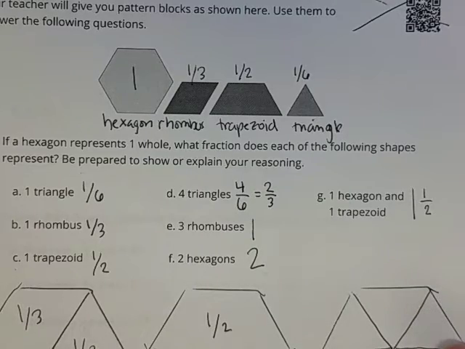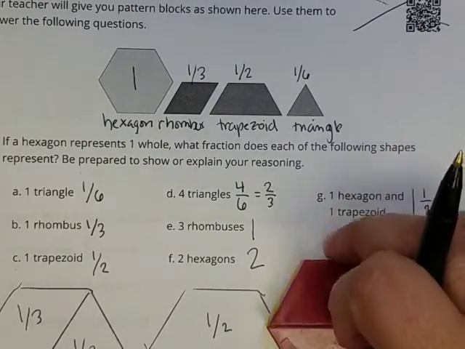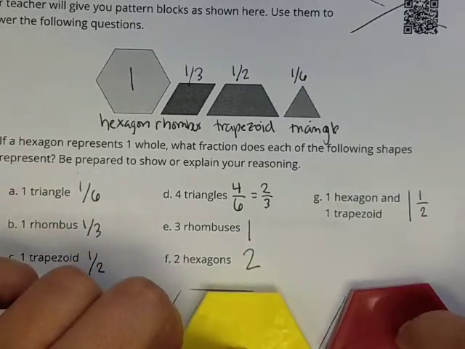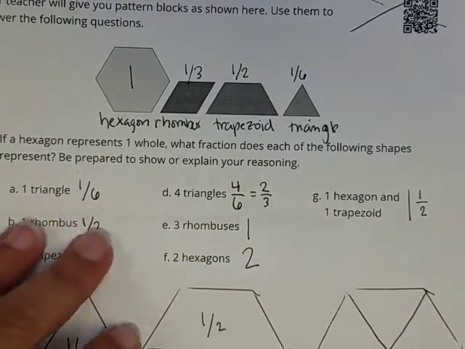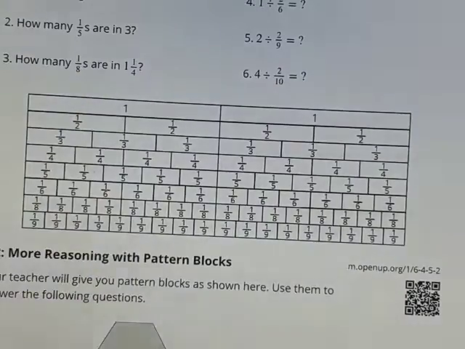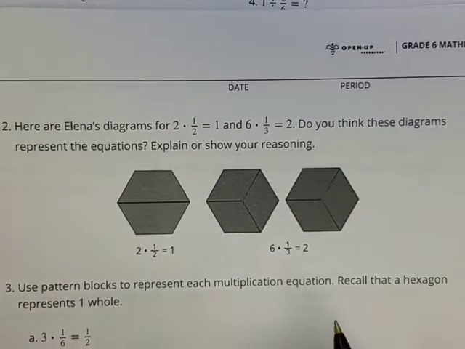Okay. And again, you can use your shapes to build to see how many. So for example, 1 hexagon and 1 trapezoid, that gives you 1 1/2. All right, question 2. Here are Elena's diagrams for 2 times 1/2 equals 1 and 6 times 1/3 equals 2. Do you think these diagrams represent the equation? Explain your reasoning.